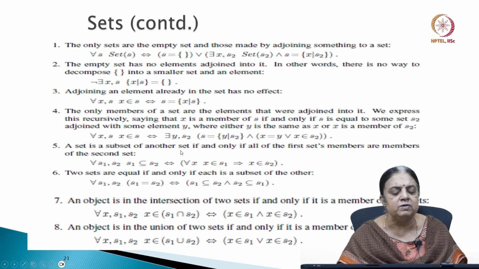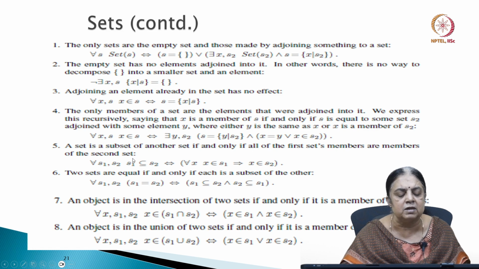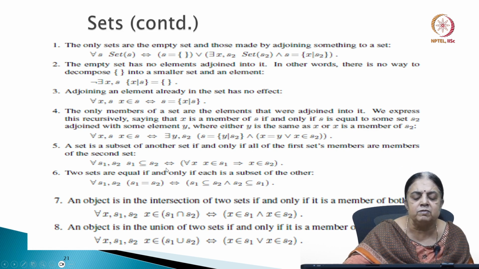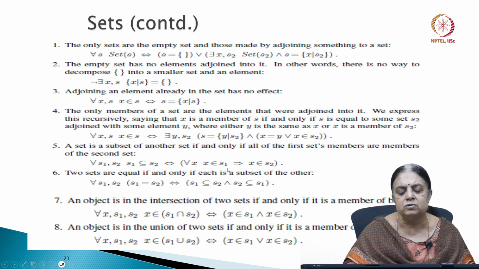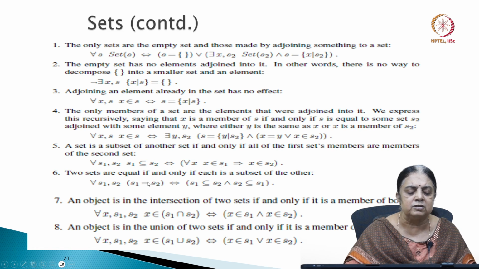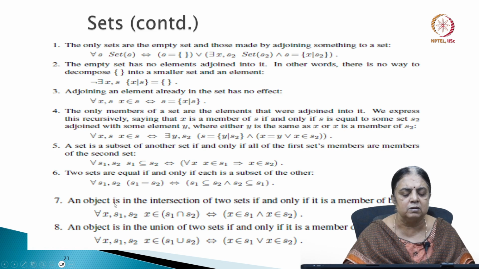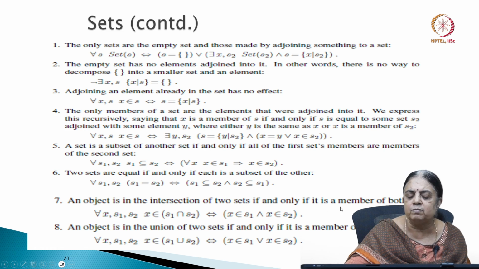A set is a subset of another set if and only if all of the first set's members are members of the second set. So we can say S1 is a subset of S2 if and only if for all X, X belongs to S1 implies X belongs to S2. So all the members which are in S1 will also belong to S2. Two sets are equal if and only if each is a subset of the other. So S1 is equal to S2 if S1 is a subset of S2 and S2 is a subset of S1. An object is in the intersection of two sets if and only if it is a member of both sets.